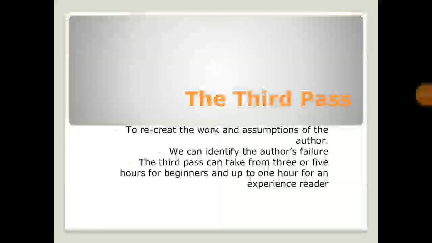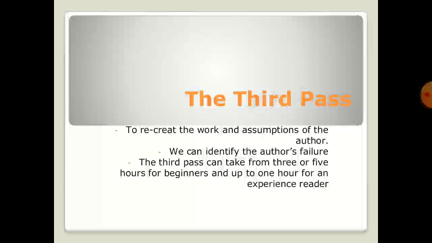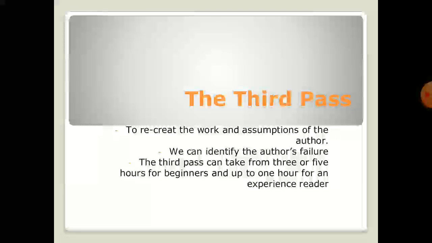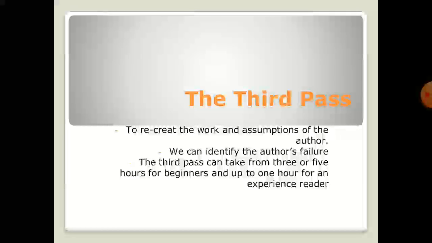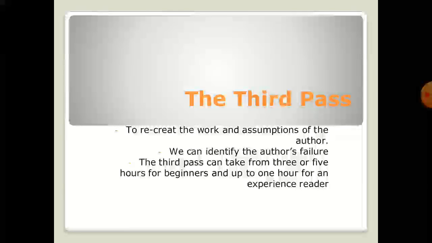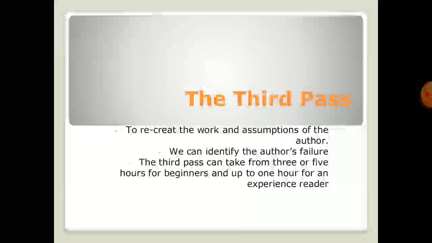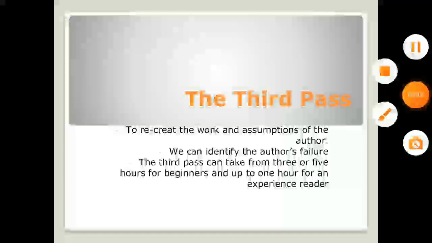The last step is the third pass. The third pass is for people who need to fully understand and apprehend the contents of the work. The reader has to be proactive and recreate the assumptions and work of the author, which means the reader has to be very focused and give full attention to minor details, assumptions, or possible author's failures through the process of virtually implementing the work. It can take a longer time than the other two, up to 3 to 5 hours or so for a beginner. For an experienced person, it could take only about 1 hour.